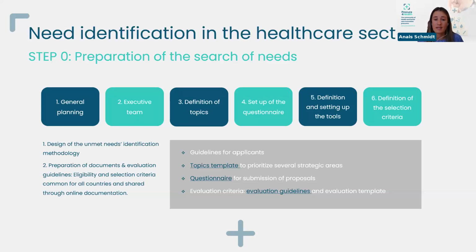So then you need a topic template to prioritize several strategic areas within the hospital, and then the questionnaire template to collect the unmet needs. So you need to provide them with a form where they will submit the proposal. And of course, you have to set up the evaluation criteria. So this is the evaluation guidance and evaluation template.